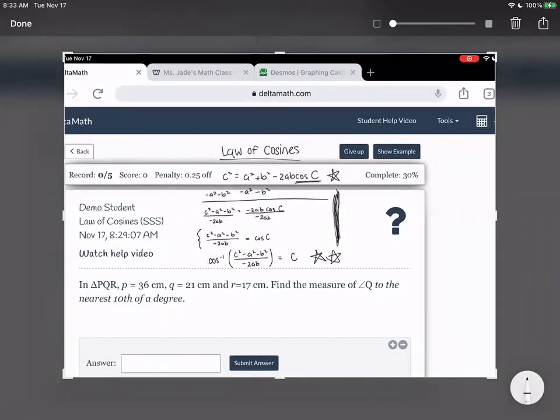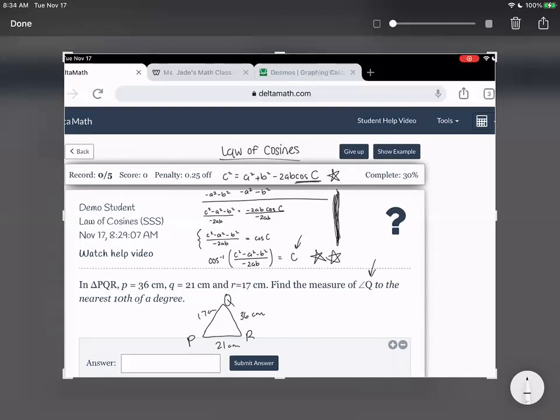And let's take a look at the problem. Okay, so in triangle PQR, I'm going to draw my triangle over here this time. PQR. We have little p is 36 centimeters, little q is 21 centimeters, and little r is 17 centimeters. And we want to find the measure of angle Q to the nearest tenth of a degree. So that means our C that we are looking for, the angle that we are looking for, we're going to replace that with Q, okay?